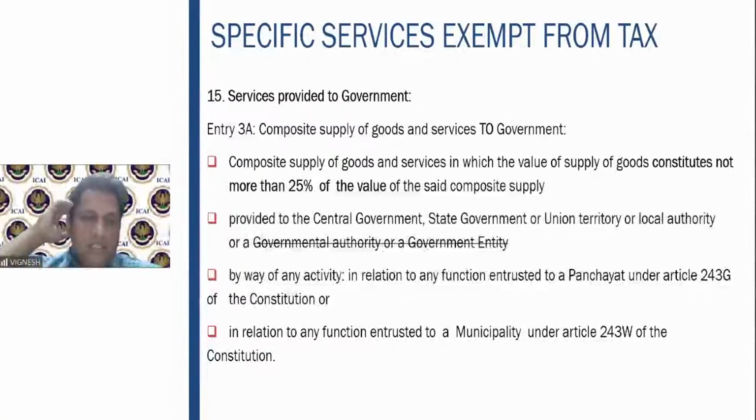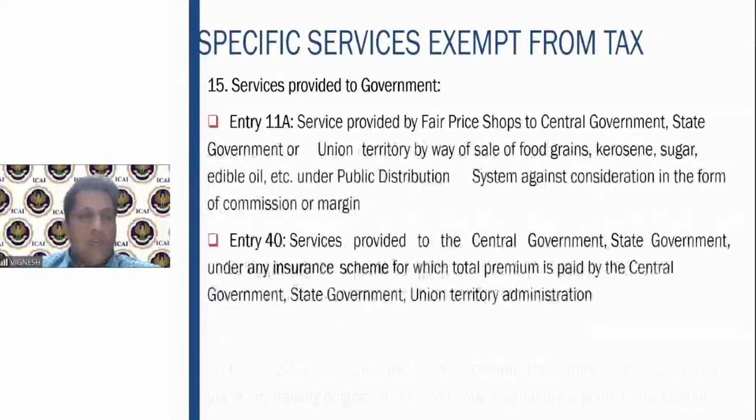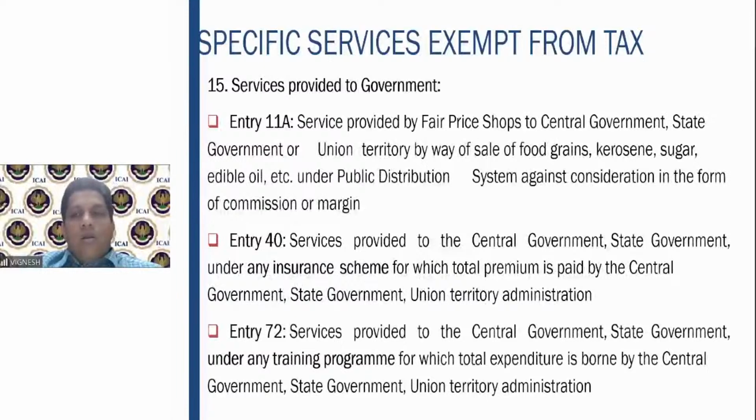Then services by way of activity in relation to a function entrusted to the panchayat, or any function entrusted to a municipality under Article 243W of the Constitution. Then further entries: services provided by fair price shops to the government by way of sale of food grains, kerosene, sugar, edible oil under the public distribution system. Commission or margin by way of consideration is covered here.